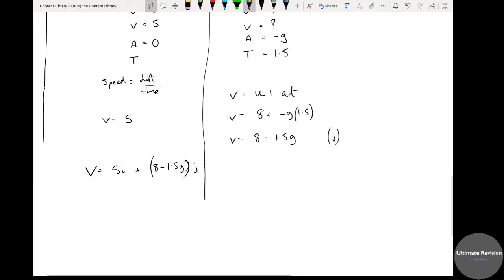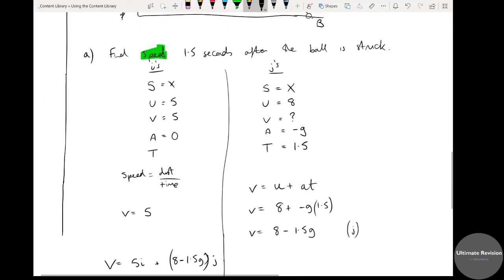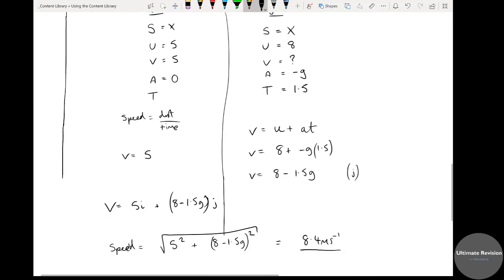Yeah, okay. So therefore the speed, I have to use Pythagoras here: 5 squared plus (8 minus 1.5g) squared, remember g is just 9.8, square rooted, and we get an answer there of 8.4 meters per second. So that's the speed 1.5 seconds after it's struck.